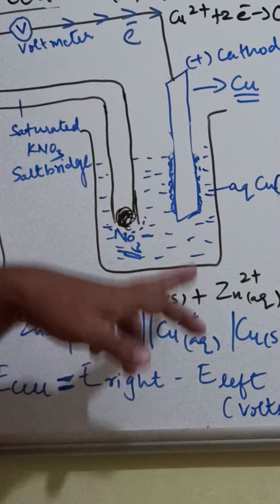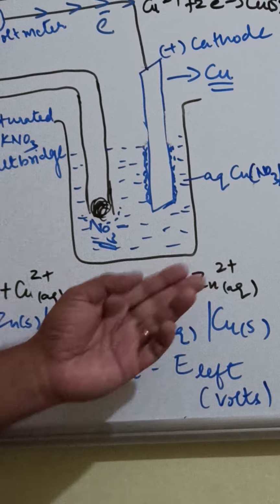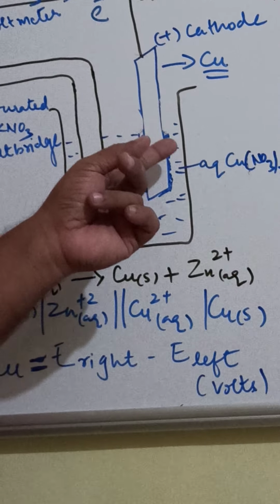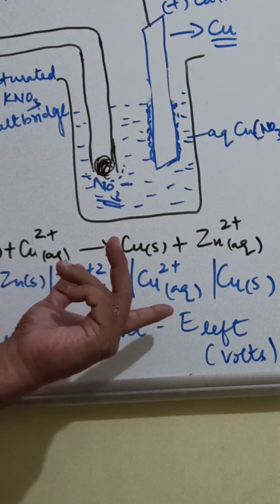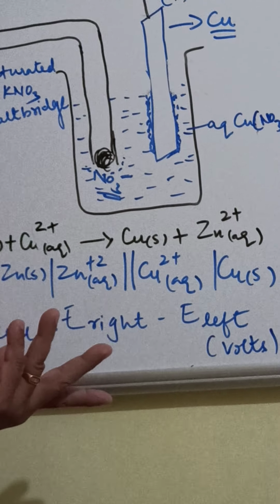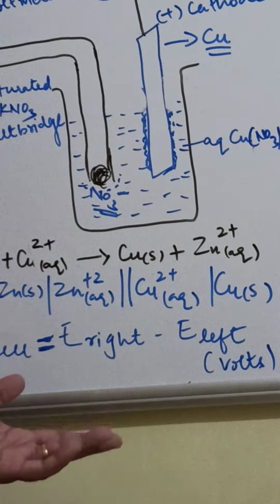You have now copper 2 plus. This copper 2 plus aqueous gets reduced to give copper solid, hence it is to the right hand side. Clear? If the concentration is known, you put the concentration of the copper 2 plus ions. If we know that the concentration is 1 molar, I will use 1 molar over here. If there is a change in the concentration, you can put accordingly whatever concentration is there.